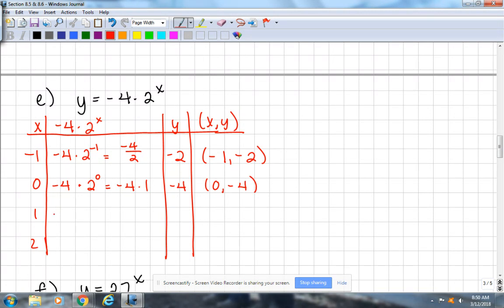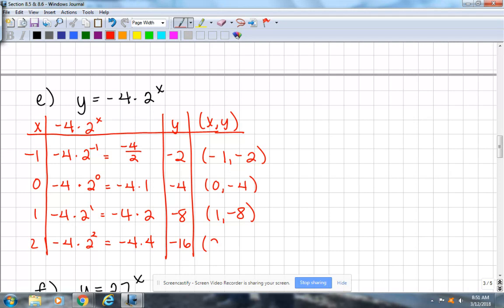And then I have negative 4 times 2 to the first power. Exponent first, what's 2 to the first power? 2. So that's negative 4 times 2, which is 8. And then I do negative 4 times 2 squared. Exponent first, what's 2 squared? So that's negative 4 times 4, which is what?